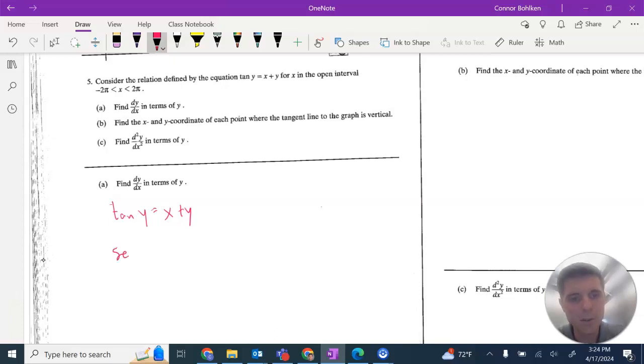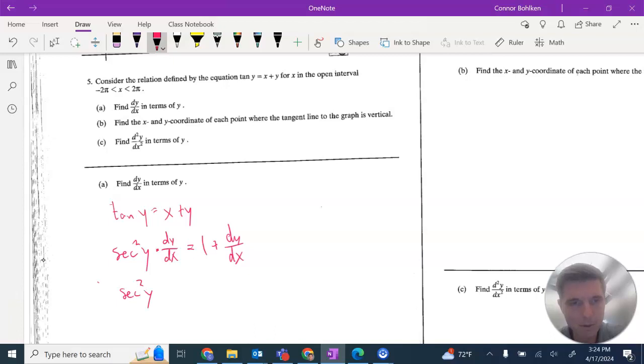Derivative of tangent is secant squared times dy/dx equals 1 plus dy/dx. So here's my derivative. Now I've got to get dy/dx by itself. I'm going to subtract dy/dx to the left.